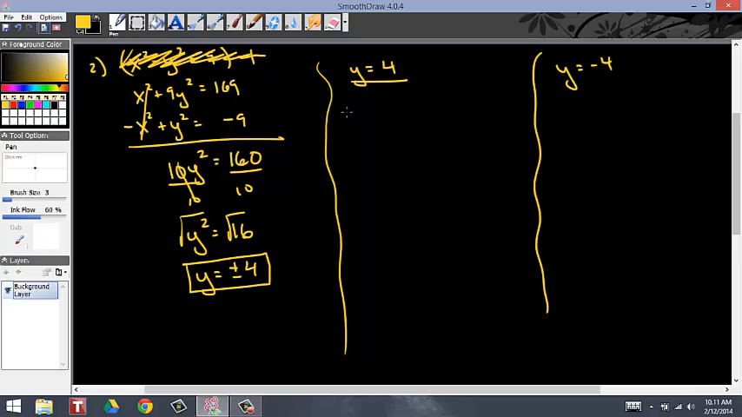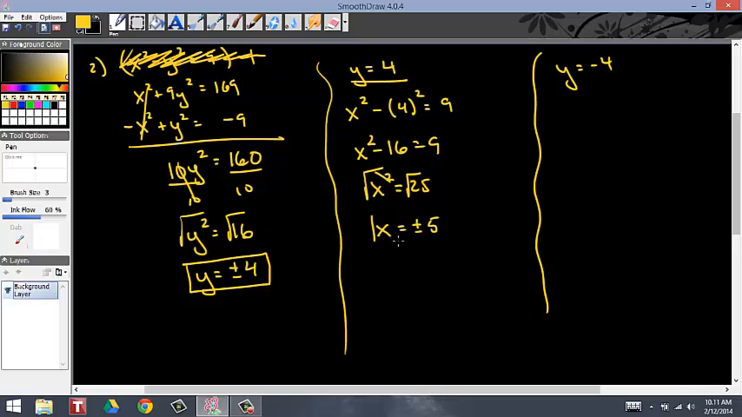So let's go ahead and pump this into the top equation. So x squared minus 4 squared equals 9. And so x squared minus 16 equals 9, x squared equals 25, and when I take the square root, x is going to equal plus or minus 5. Now what that means is that your two coordinates of intersection here are going to be positive 5 comma 4 and negative 5 comma 4. And don't worry, I'm going to draw a picture of this afterwards so that you can see what this looks like.